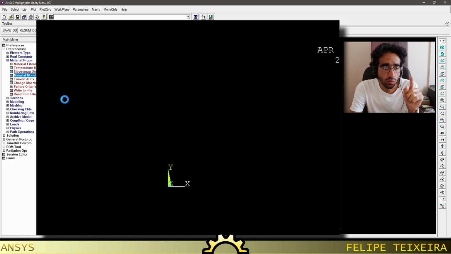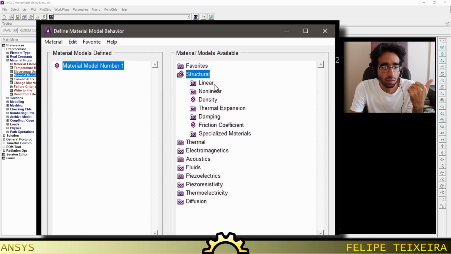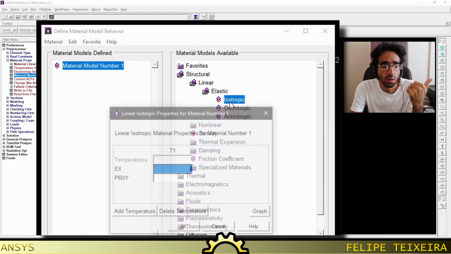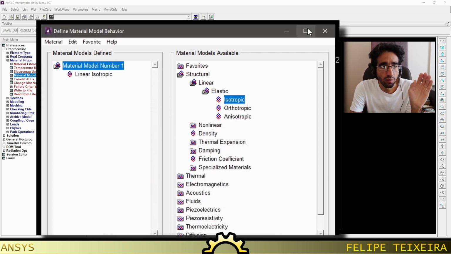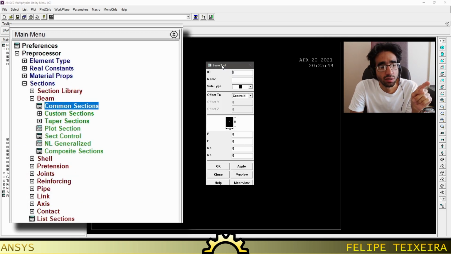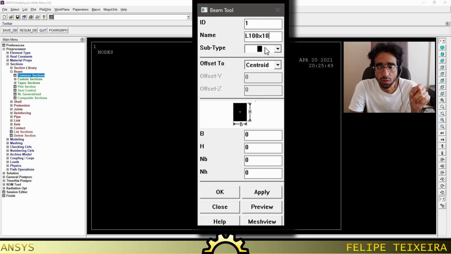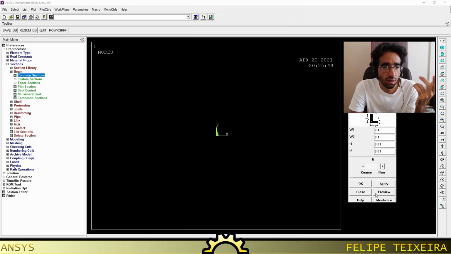So I'm gonna go to structural, linear, elastic, isotropic, and set the elastic modulus to 200 gigapascals and the Poisson's ratio to 0.3. Notice that I'm setting all values in SI, unmodified units, meaning meters, newtons, kilograms, etc. Then I'm going to define the cross section, which is the L shape. So here it is, again, 100 by 100, 10 millimeters thickness, again defined in meters.